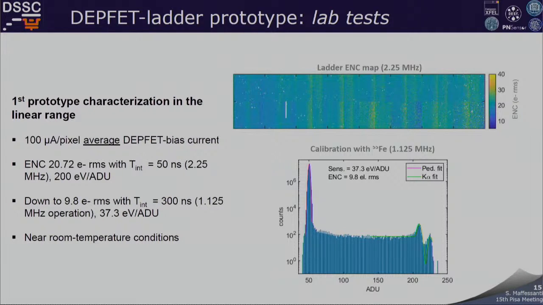Moreover, we tried to explore what the limits of the system are, and using an integration time of 300 nanoseconds at 1.1 megahertz, we achieved a noise of 9.8 electrons RMS on average in the matrix, and this at near room temperature conditions. So the ladder was kept fixed at 18 degrees. And here you can see the map at 2.25 megahertz with a 20 electrons noise and a representative iron 55 spectrum in the bottom part.